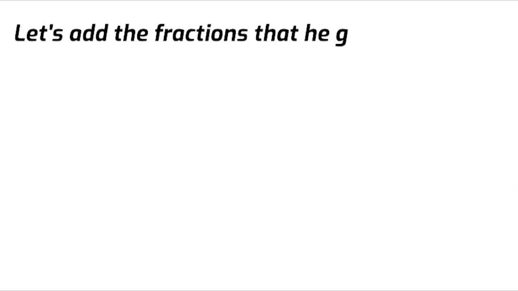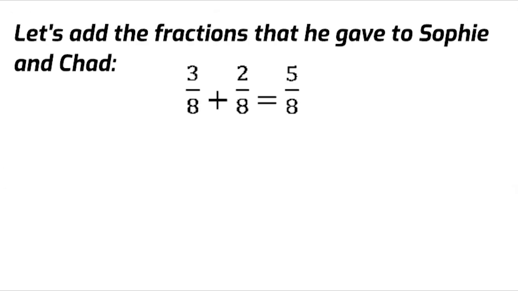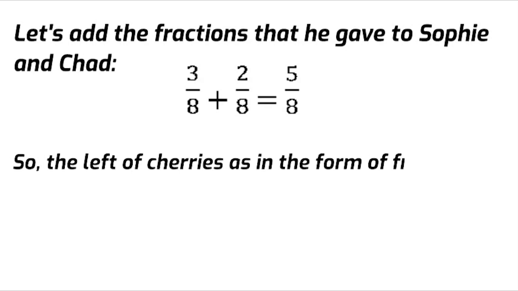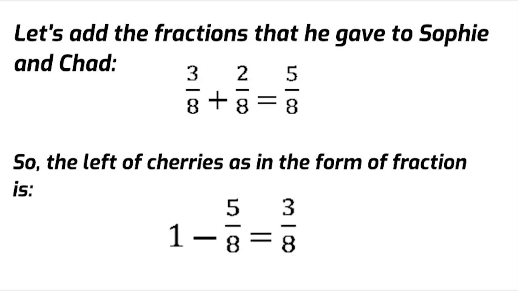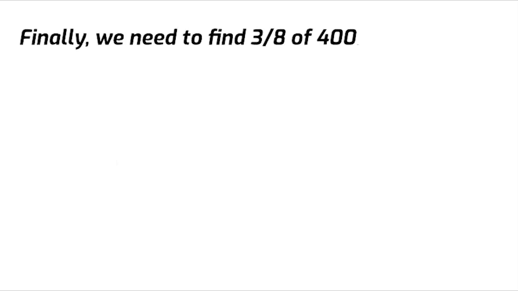Let's add the fractions that he gave to Sophie and Chad. We get 5 over 8. So, the left of cherries in the form of fraction is 3 over 8. Finally, we need to find 3 over 8 of 400, and that is 150.